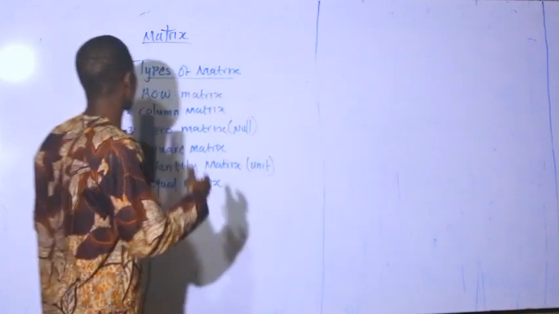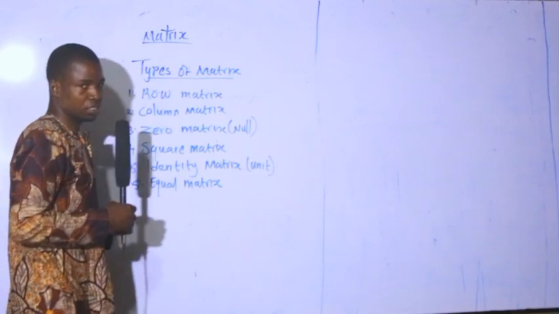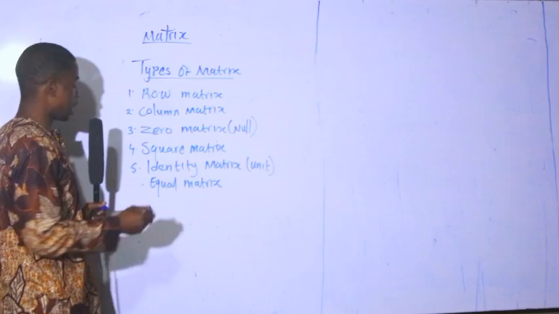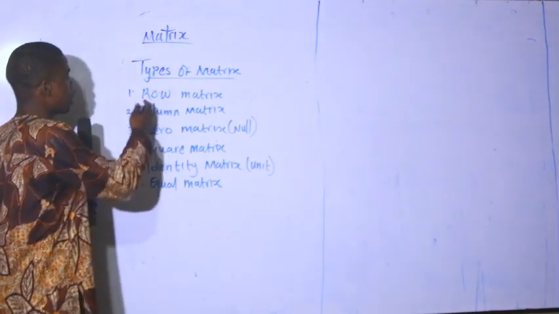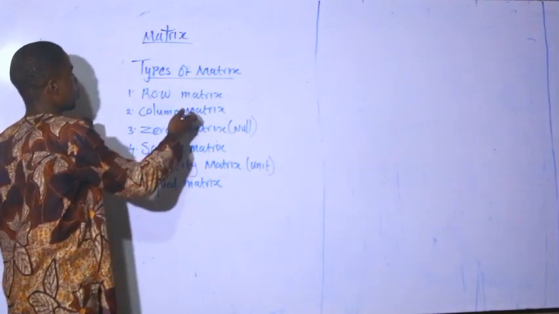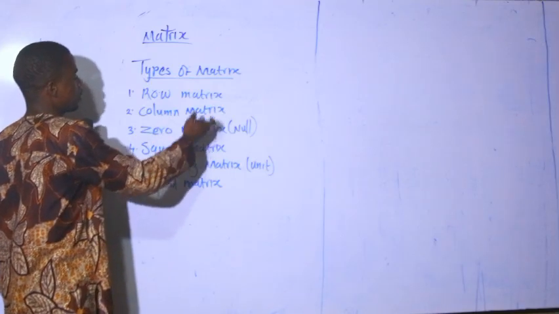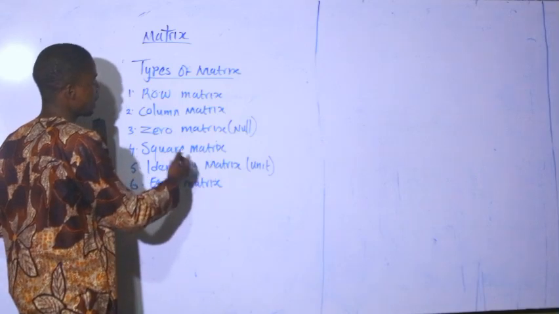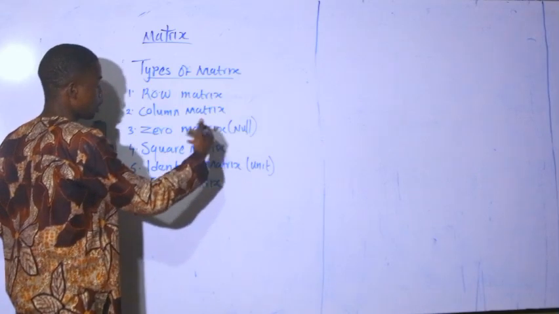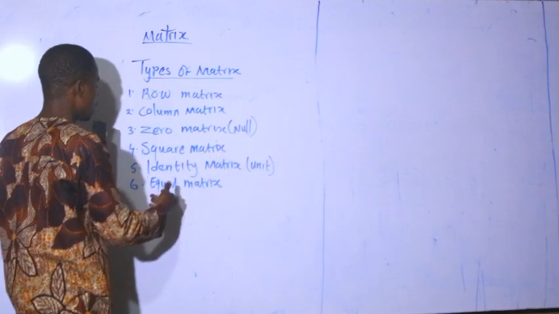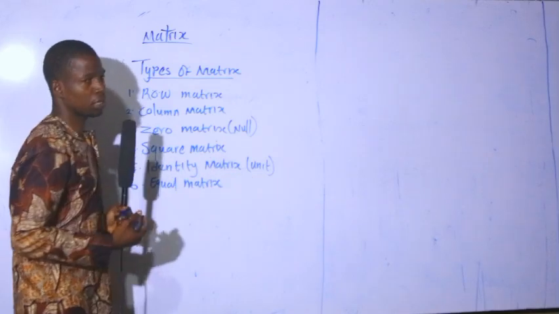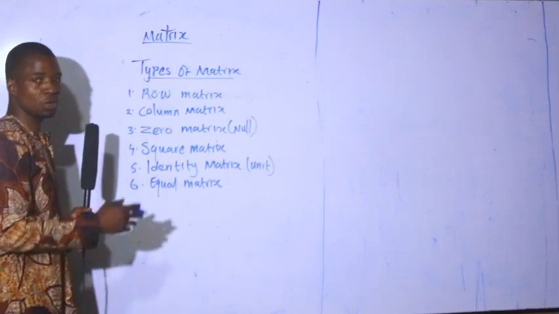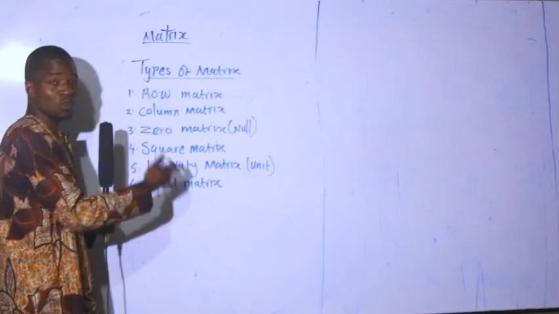It's called types of matrix. We have about 6 types of matrix. We have row matrix, column matrix, zero matrix, which is called null, can be null. Now, square matrix, we have identity matrix, which can be called unit, and equal matrix. We'll be looking at these one after the other.